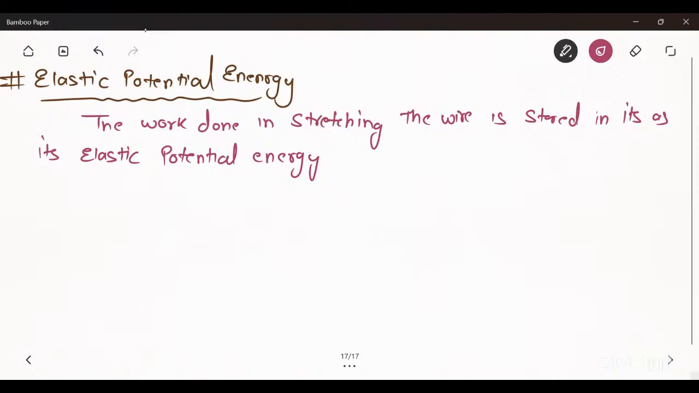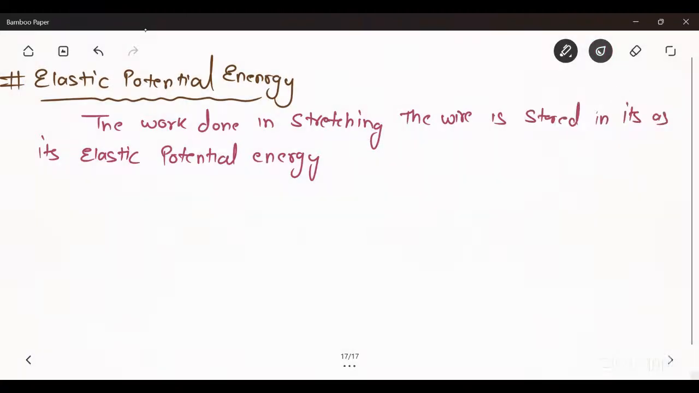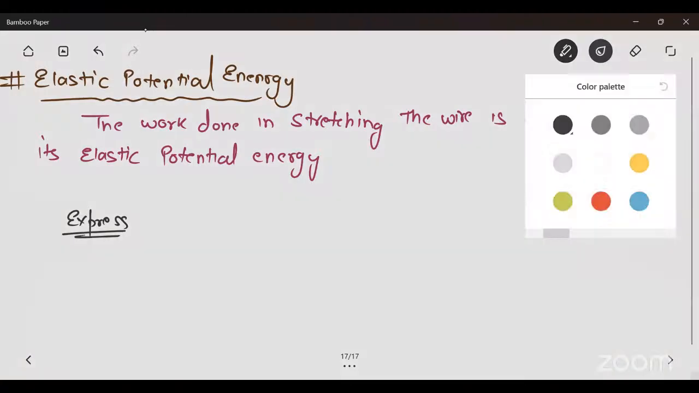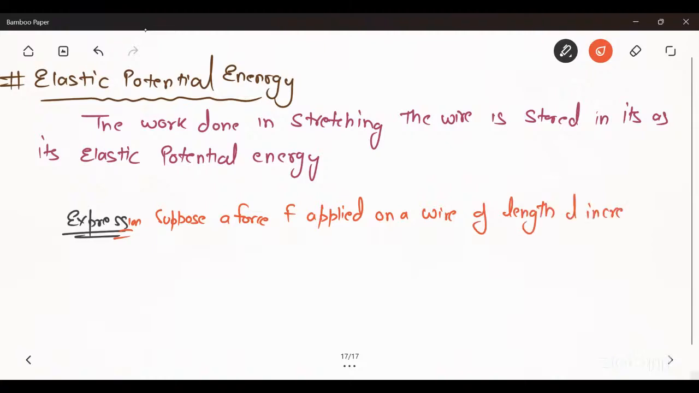So now see the proof of it. This has also come in your previous year, maybe two or three times. The expression for it: suppose a force F is applied on a wire of length L and increases its length by delta L.